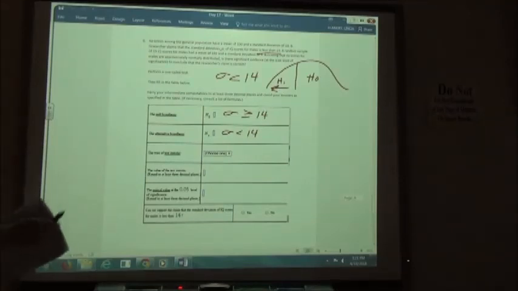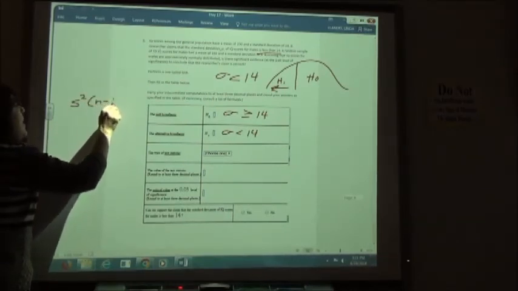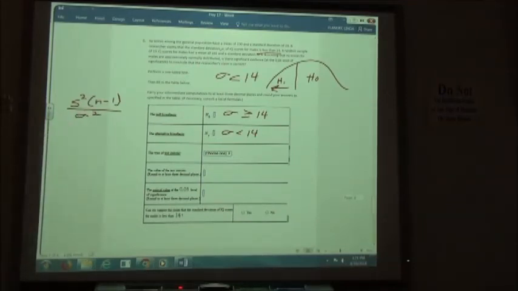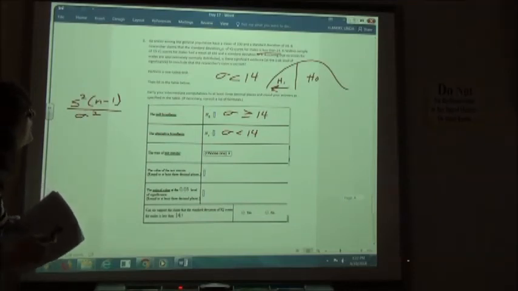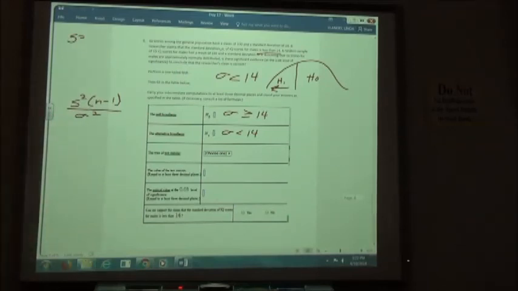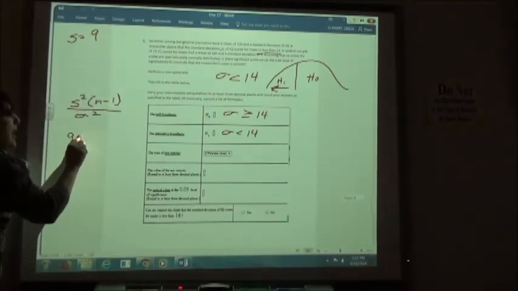So, our formula says we're taking s squared times n minus 1 over the standard deviation squared. Notice we just have the standard deviation, so we're actually going to do the squaring, as opposed to when they give me the variance, where I just use the number that's there. That's why they did them both together. In this case, my sample standard deviation S is 9. So in my formula I'm going to do 9 squared.